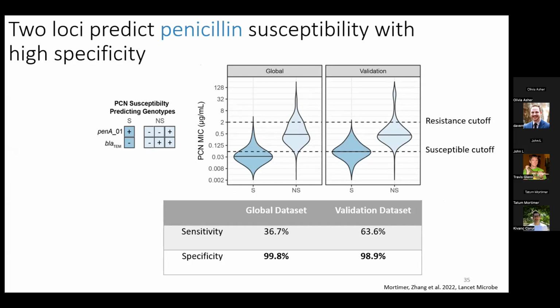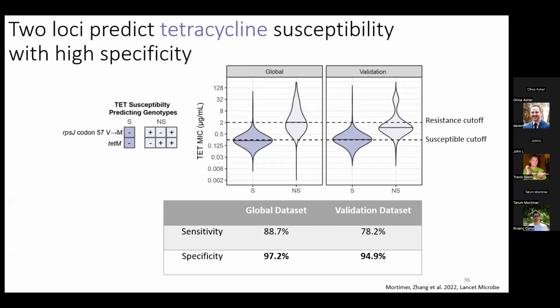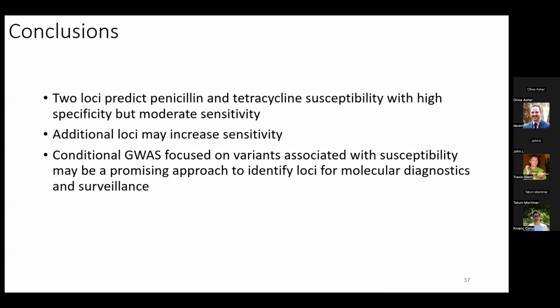I'm not going to go through all of the tetracycline GWAS results in detail, but just in summary, we found a very similar situation where a sequence in the target of tetracycline, rpsJ, combined with the absence of TET-M, predicts susceptibility with very high specificity. And so what we found is that while you can't predict penicillin or tetracycline susceptibility with just one locus, we could potentially predict susceptibility with two, which I think is reasonable to be included in something like a multiplex PCR.